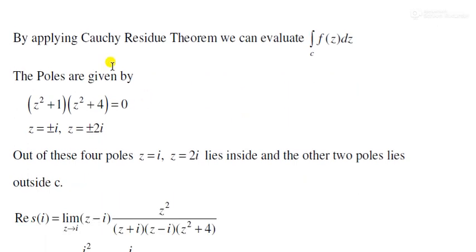By applying Cauchy's residue theorem, it is easy to evaluate the integral over C of f of z dz. So if you want to apply Cauchy's residue theorem, you need to identify the poles. So z square plus 1 into z square plus 4 equal to 0 gives z equal to plus or minus i, z equal to plus or minus 2i. Here we are getting 4 values. Out of these 4 values, only the positive values will lie inside the contour C, since we are dealing with the upper half of the circle. So z equal to minus i and z equal to minus 2i will lie outside the contour C.